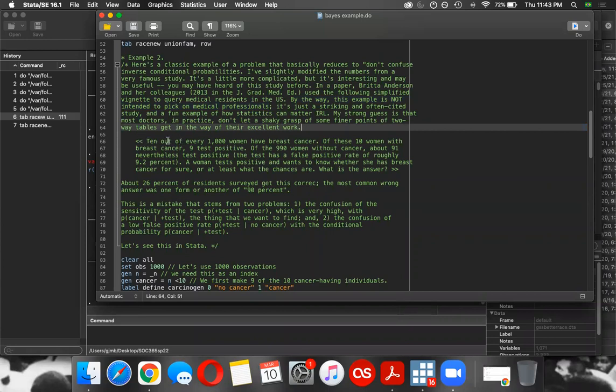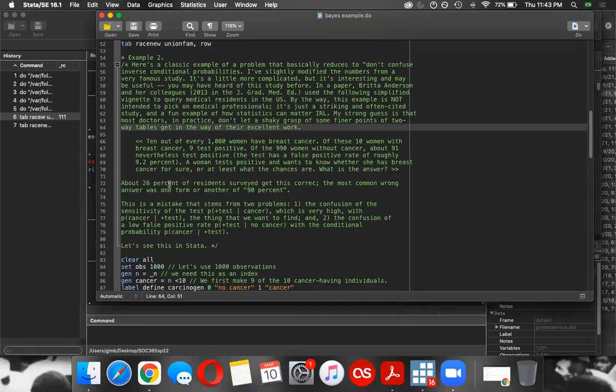So 10 out of every 1,000 women in this stylized example have breast cancer. Again, these are made up numbers, it's just a scenario. Of these 10 women with breast cancer, 9 test positive. Of the 990 women without cancer, about 91 nevertheless test positive. So the test has a false positive rate of about 9.2%. A woman tests positive and wants to know whether she has breast cancer for sure, or at least what the chances are. What is the answer to the question?